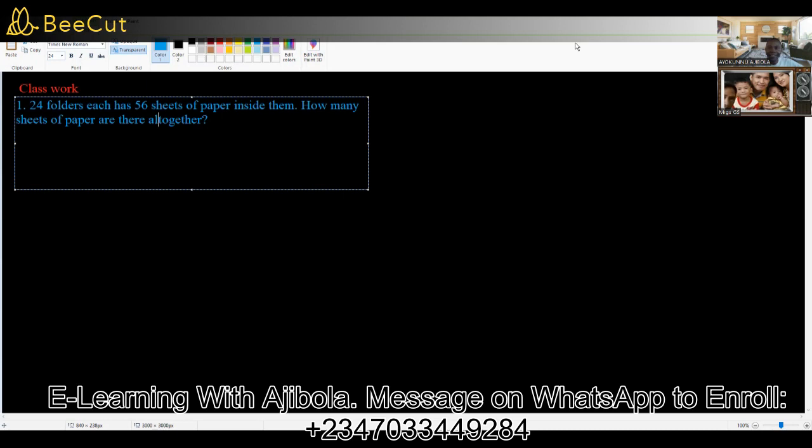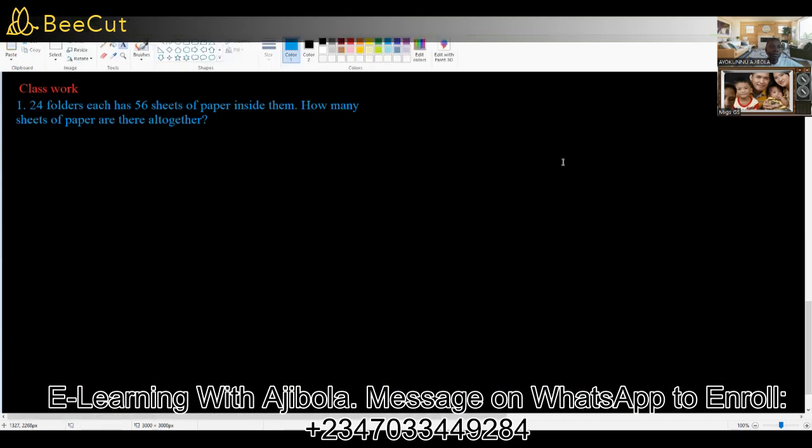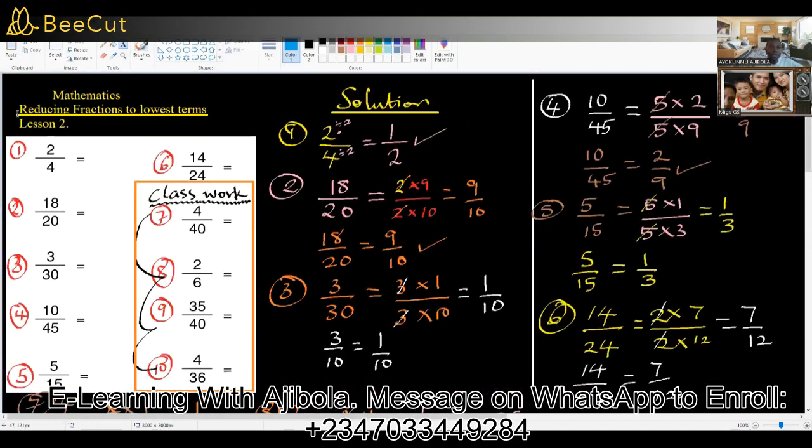And just checking, which topic are you doing now? Right now we are working on reducing fractions to lowest term.